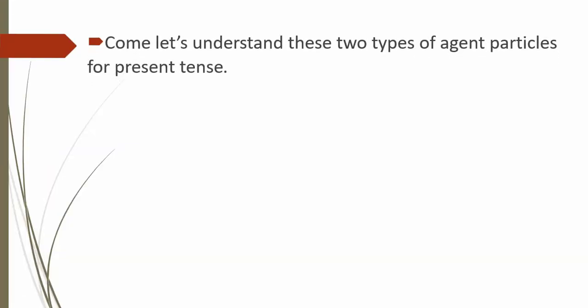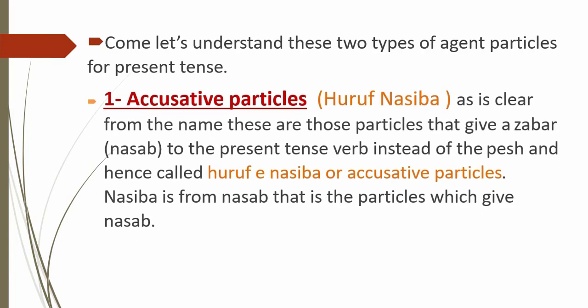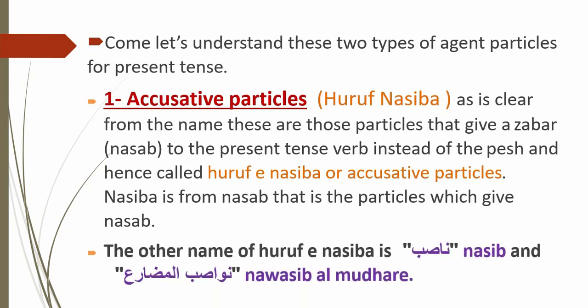Come, let's understand these 2 types of agent particles for present tense. Number 1, accusative particles, huruf-e-nasiba. As is clear from the name, these are those particles that give a zabar or nasab to the present tense verb instead of the pesh and hence called huruf-e-nasiba or accusative particles. Nasiba is from nasab, that is the particles which give nasab. The other name of huruf-e-nasiba is nawasibul mudari.